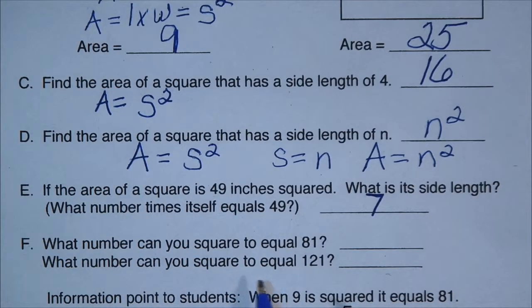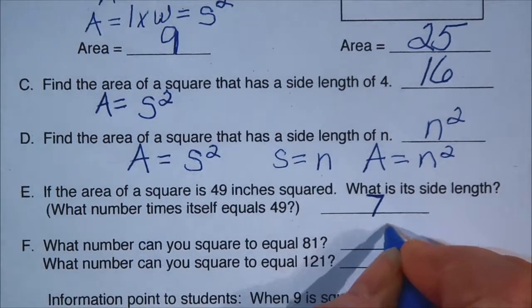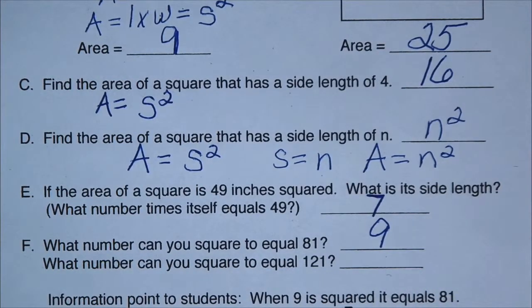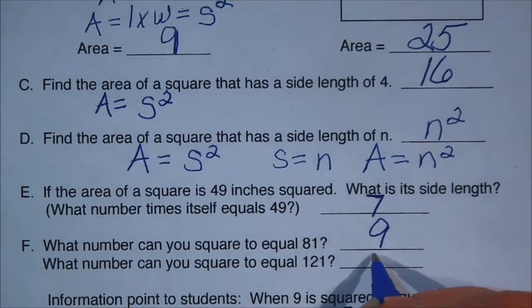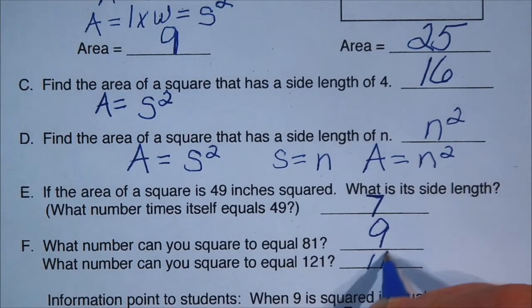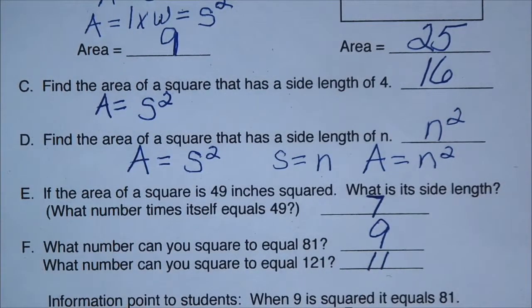What number can you square to equal 81? 9. Hey, everybody was on point on that. What number can you square to equal 121? 11. Is that 11? Okay. Nobody said anything on that one. A couple people up front did.